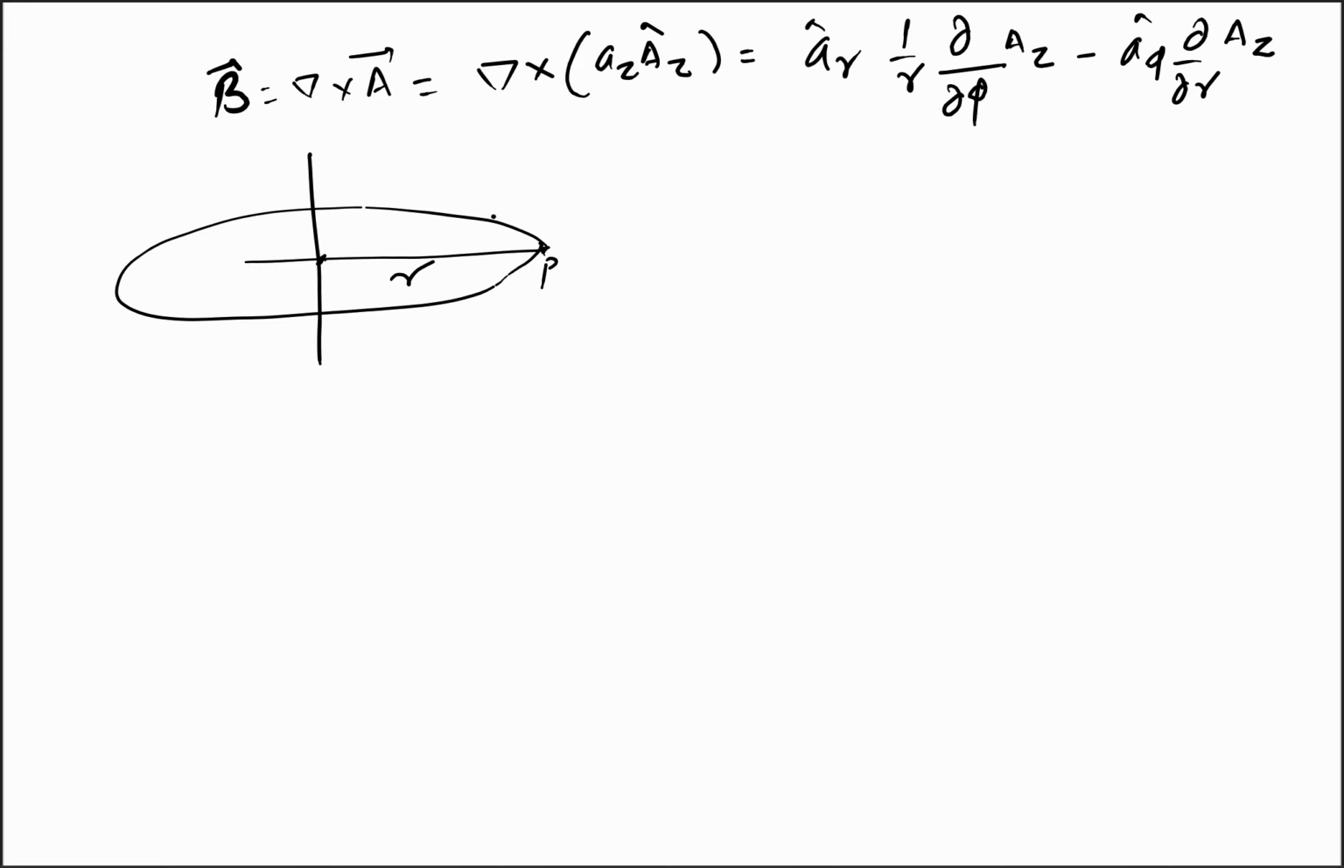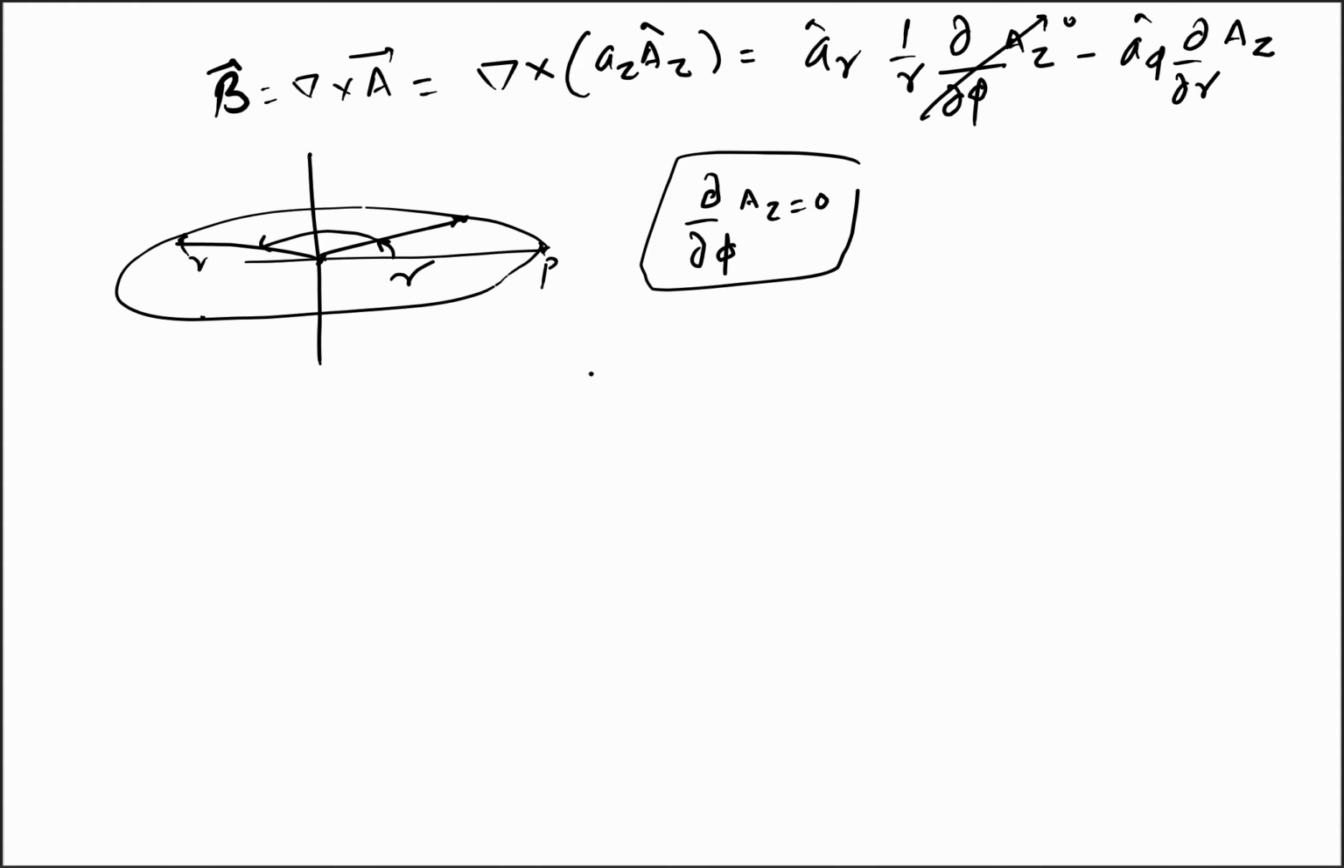So it doesn't matter whether we are measuring here or here. If it is at the same distance, then the magnitude is not going to vary with the angle. So ∂/∂φ of Az is equal to 0. So this will be 0.